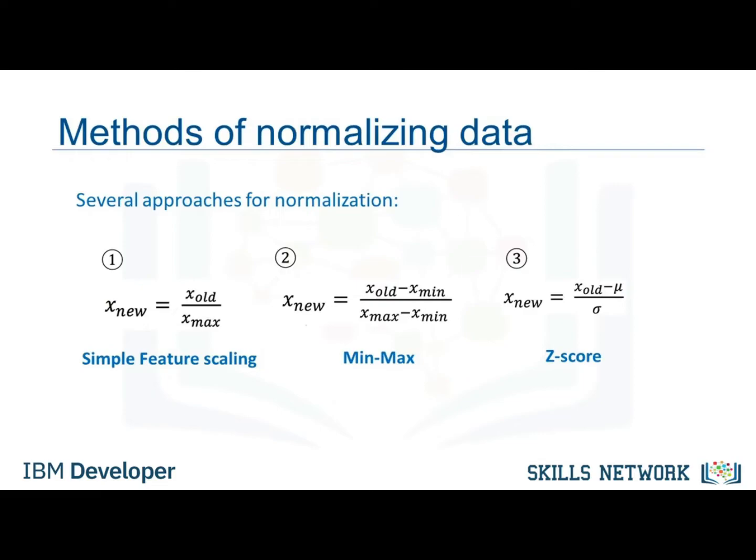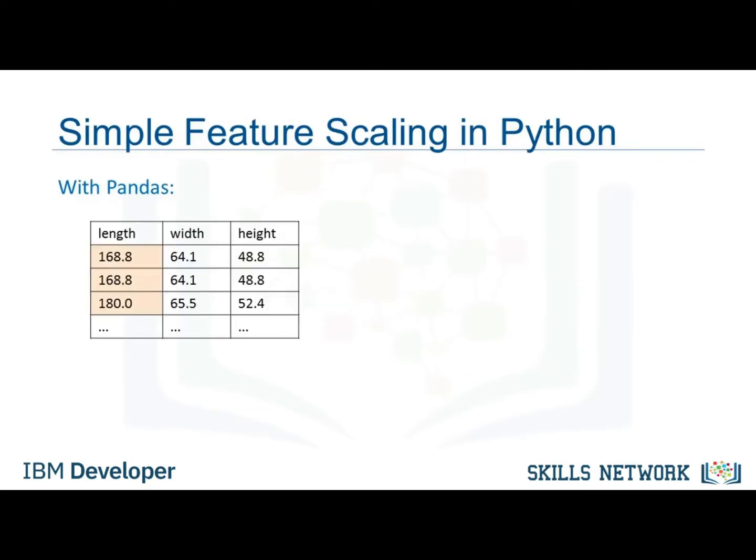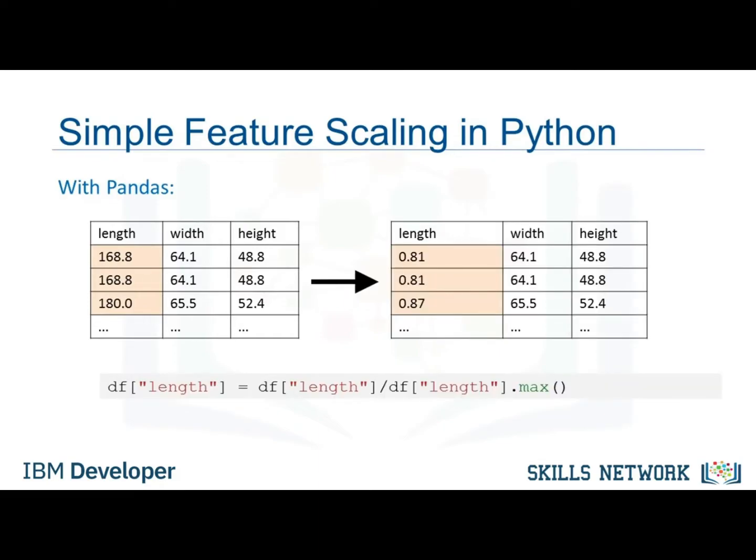The third method is called z-score, or standard score. In this formula, for each value, you subtract mu, which is the average of the feature, and then divide by the standard deviation, sigma. The resulting values hover around 0 and typically range between -3 and +3, but can be higher or lower. Following our earlier example, we can apply the normalization method on the length feature. First, we use the simple feature scaling method, where we divide by the maximum value in the feature. Using the pandas method max, this can be done in just one line of code.